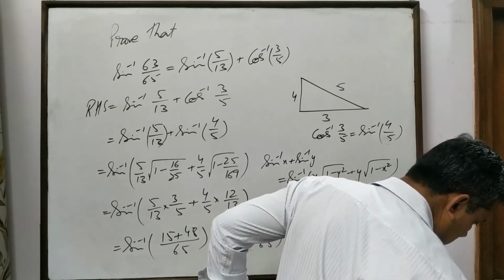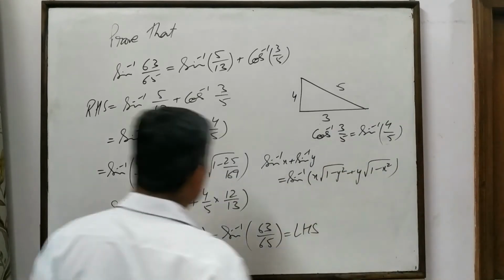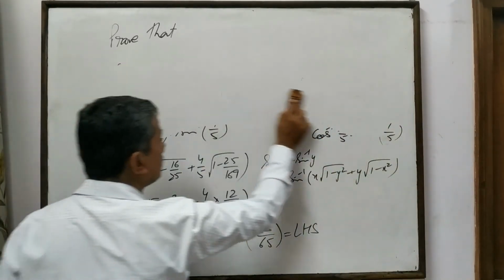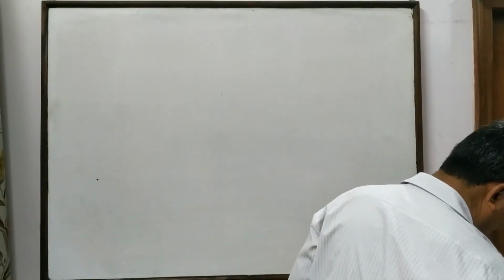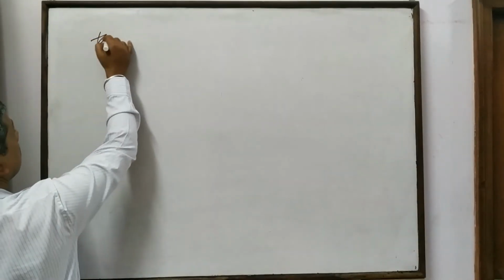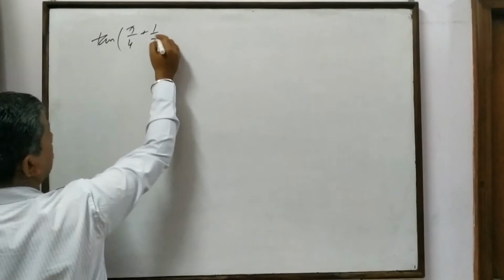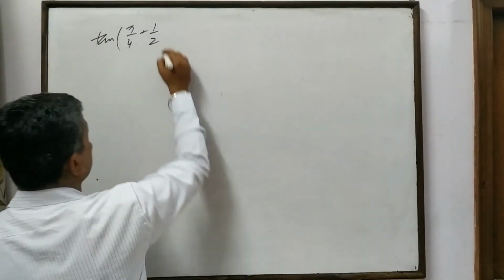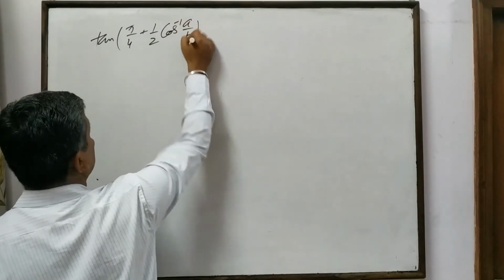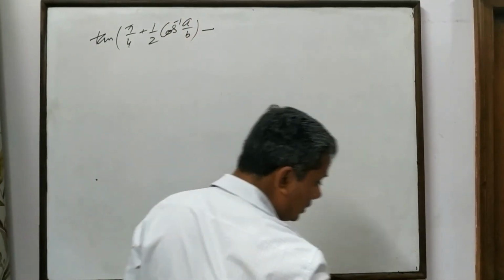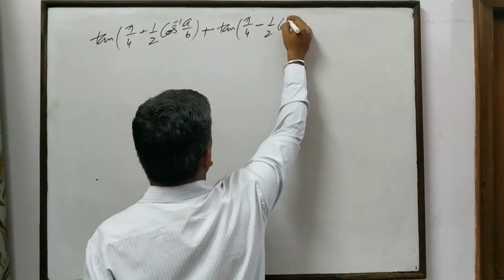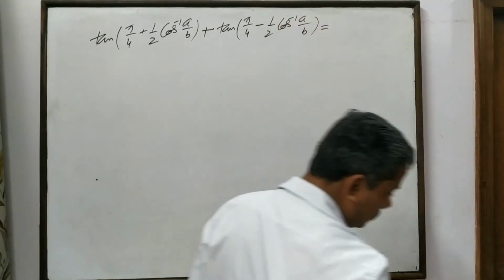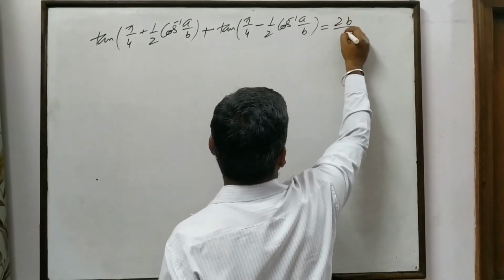Prove that tan of pi/4 plus half cos inverse a upon b, plus tan of pi/4 minus half cos inverse a upon b is equal to 2b upon a.